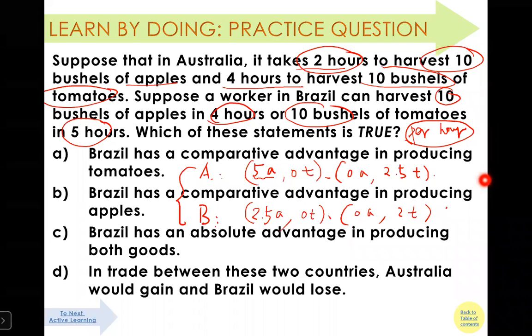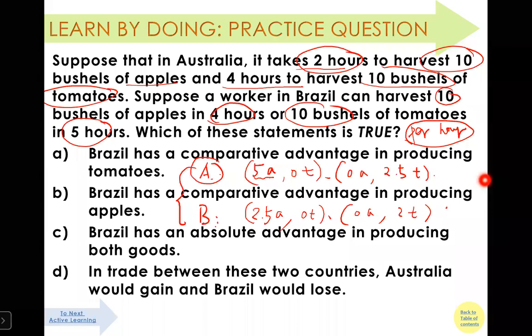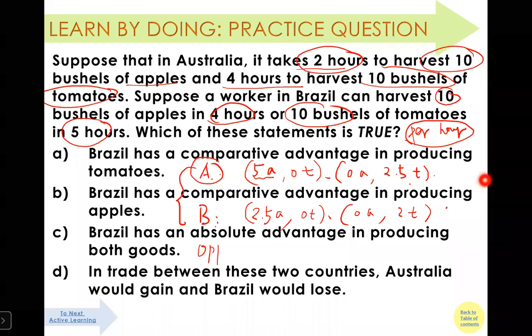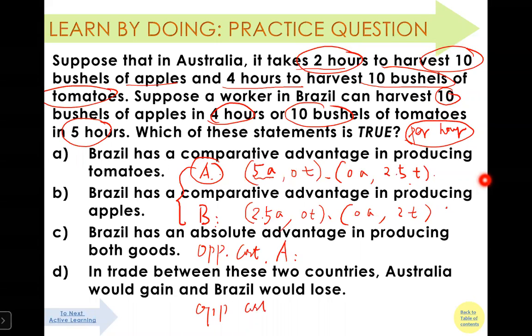First of all, Australia has absolute advantage because Australia can produce more apple and more tomato. This is number one. Now, who has comparative advantage? Start with apple. So the opportunity cost of apple in Australia, now go to here. Right, so the opportunity cost of apple and opportunity cost of tomato. That's apple.